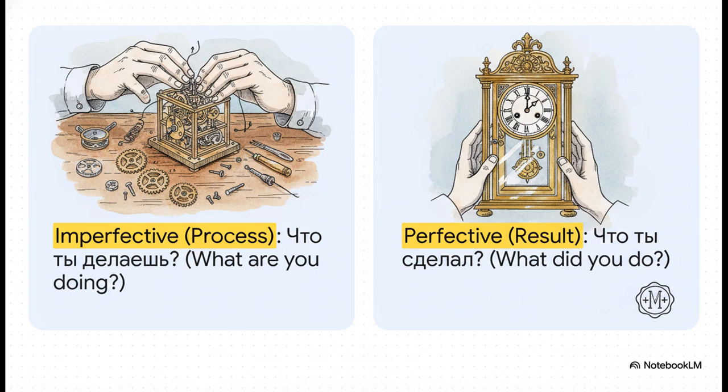Let's do another one. This one with to do is a perfect example. If I want to know what you're doing right this second, an ongoing process, I'm going to ask "Что ты делаешь?" It literally means what are you doing? But if I want to know what you've already done, what you've finished or accomplished, I'd ask, "Что ты сделал?" What did you do? It's all about that finished result.